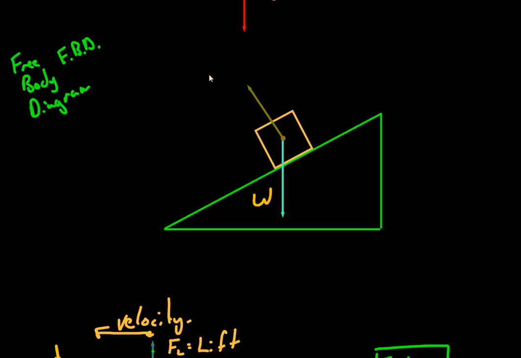Perpendicular to the surface. Okay, so if I look at this picture, from experience I know there'll be a tendency for this block to slide down the plane. But in the way we've drawn this, there's no way it's going to move down the plane. There's one force pointing this way and one force pointing that way.